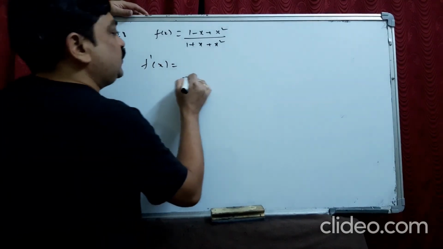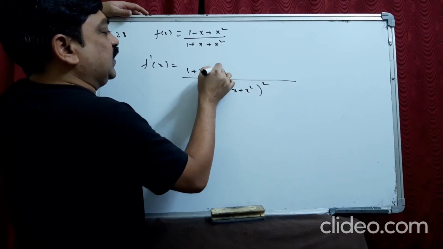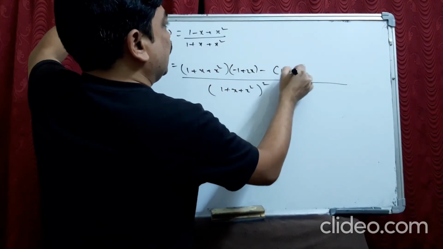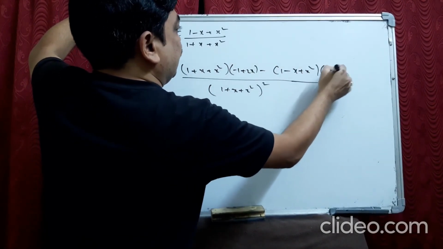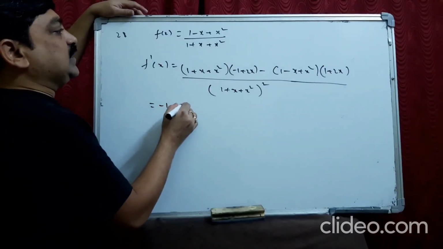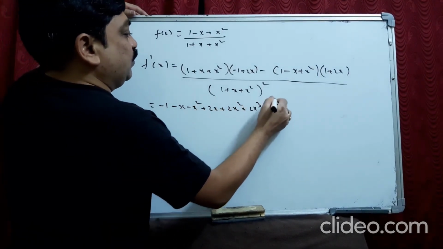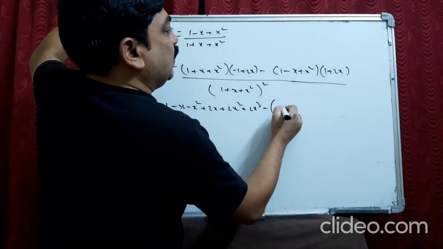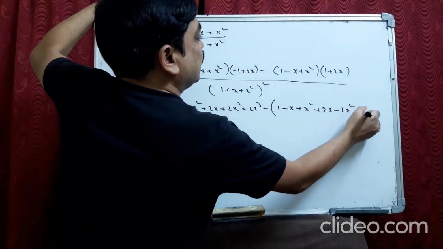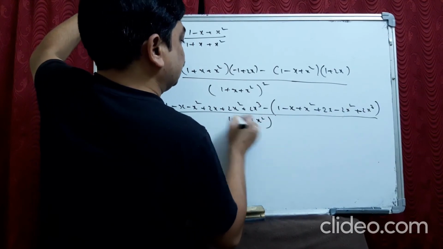Let us see. u by v square, v u dash, minus 1 plus 2x, minus u into v dash, 1 plus 2x. Let us multiply everything. Minus 1 minus x square plus 2x plus 2x square plus 2x cube. Put a bracket here. 1 minus x plus x square plus 2x minus 2x square plus 2x cube by 1 plus x square whole square.